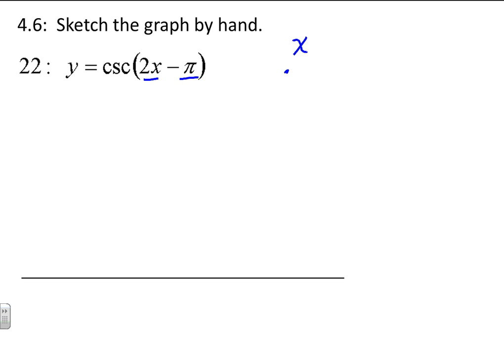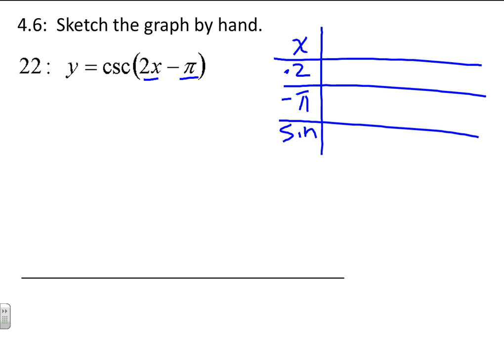I would choose x, I would multiply by 2, I would subtract pi. I then want to take the cosecant. And you can create a rubber stamp for cosecant, but I'm going to use sine, its reciprocal. I'm going to take the sine. And after that, I don't have any post function, so I would be done at that point.